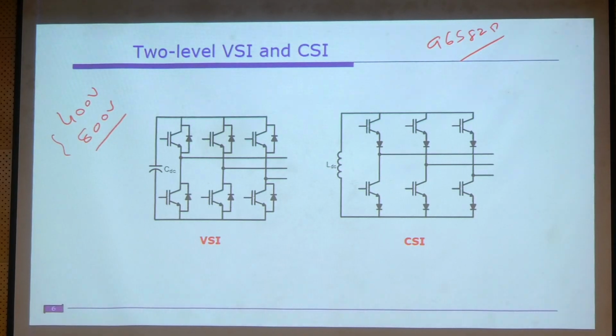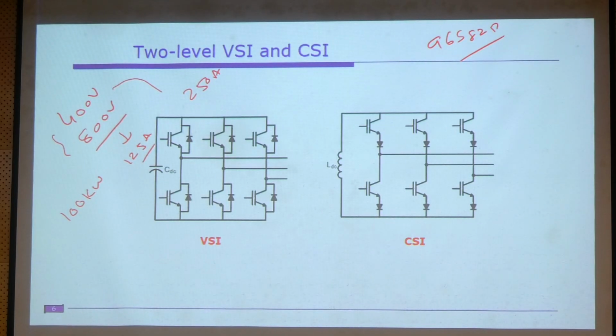Let us assume the same case, a 100 kilowatt capacity motor, which is anyway very small compared to that. In the 400 volt case you will get 250 amperes, whereas in the 800 volt case you will get only 125 amperes, right? So you will get two advantages here.